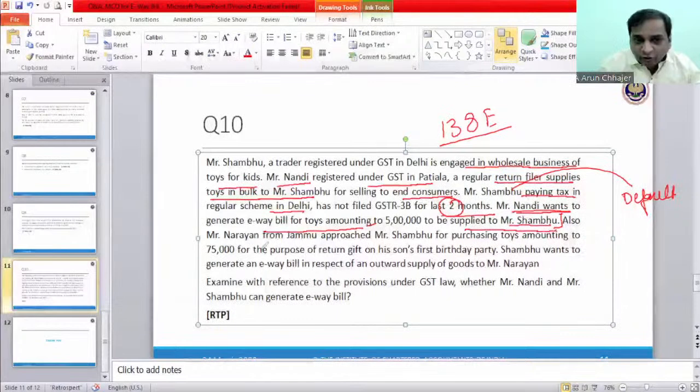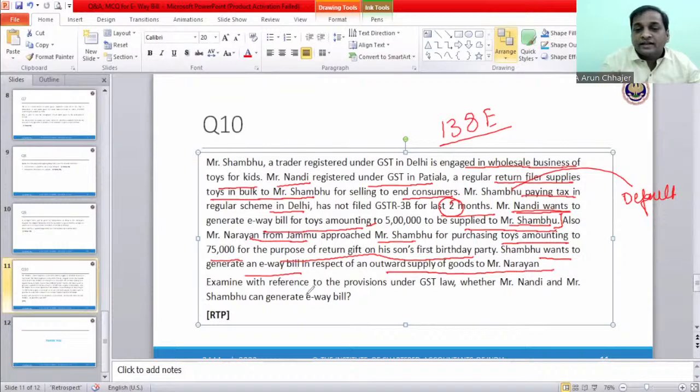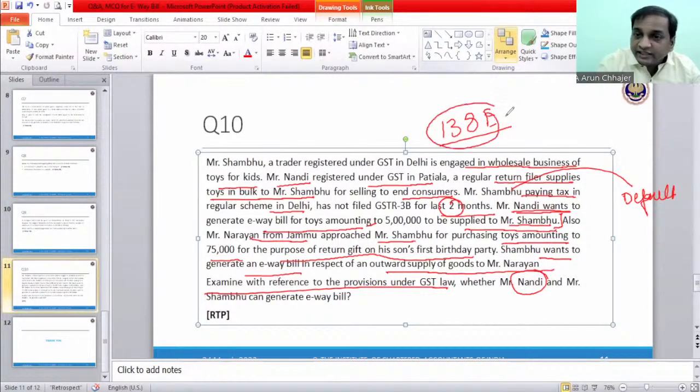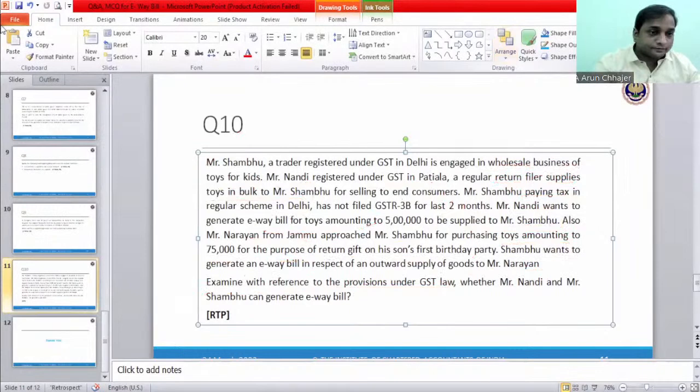Now, next part. Mr. Narayan from Jammu approached Mr. Sambhu for purchasing toys amounting to 75,000 for the purpose of return gifts on his son's first birthday. Sambhu wants to generate an e-way bill in respect of an outward supply of goods to Mr. Narayan. Examine the provisions under GST law whether Mr. Nandi and Mr. Sambhu can generate the e-way bill. You have to give the reference of 138E. All the 4 concepts, please explain, then give the answer of this example. I hope it is clear to all.